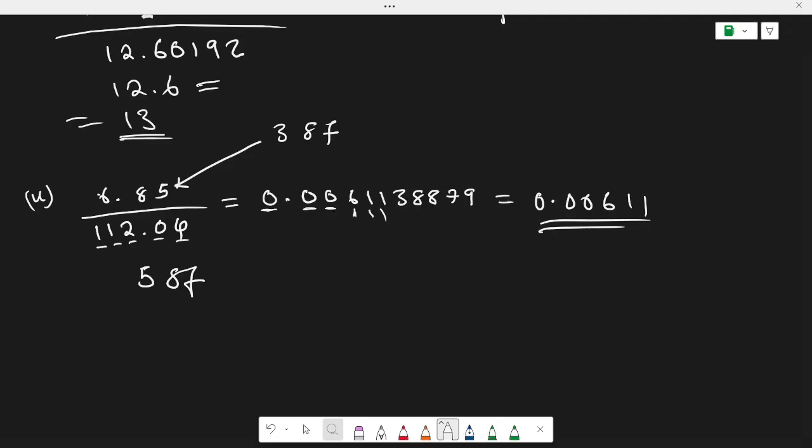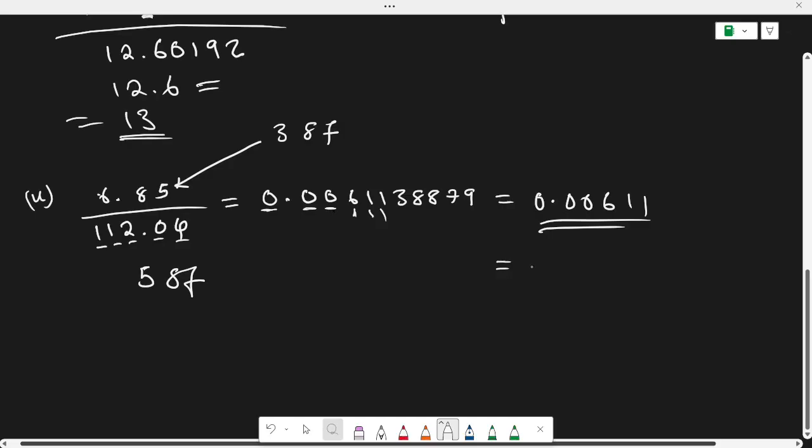The final answer in scientific notation would be 6.11 times 10 to the negative what? 1, 2, 3. Negative 3. Okay, so these are significant.